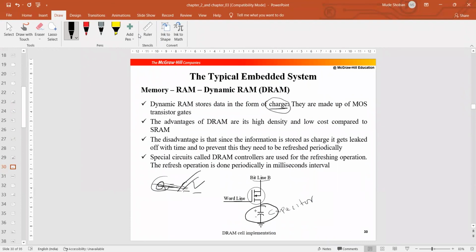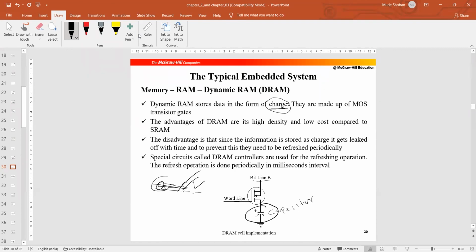Static RAM stores the information in the form of voltage and dynamic RAM stores it in the form of charge. This difference comes because of the change of element, the capacitor. They are made up of MOS transistor gates. The advantages of DRAM are its high density and low cost compared to SRAM. The disadvantage is that since the information is stored as charge, it leaks off with time, and to prevent this, they need to be refreshed periodically. So this is the drawback. There is a chance of leakage, right?